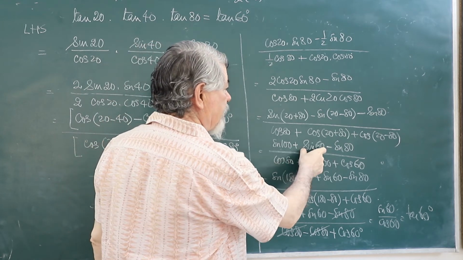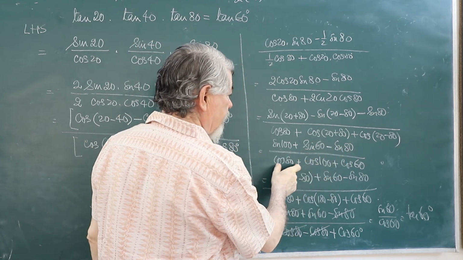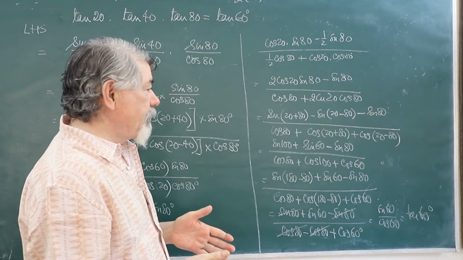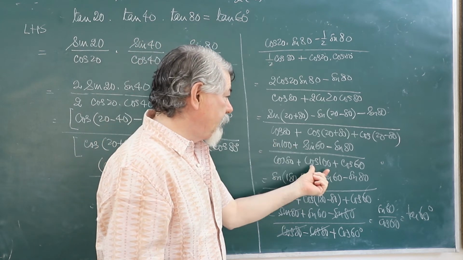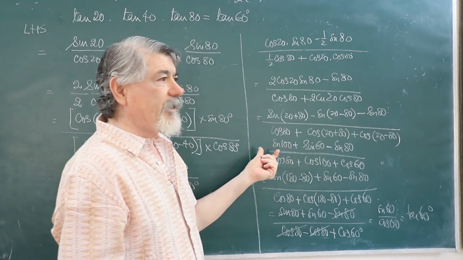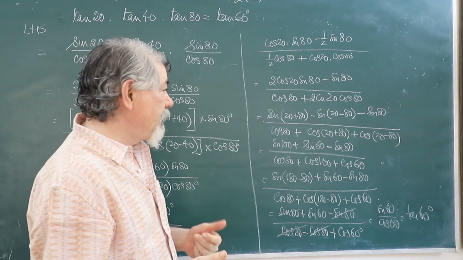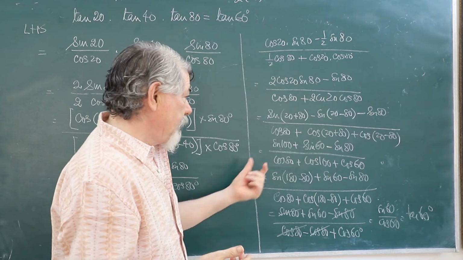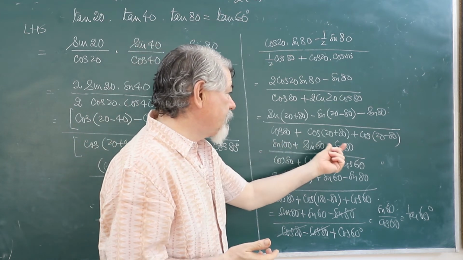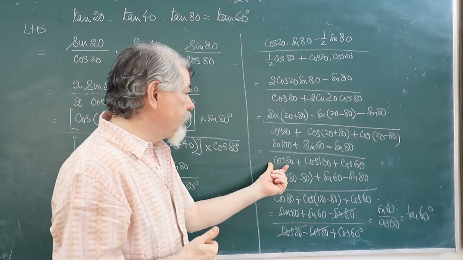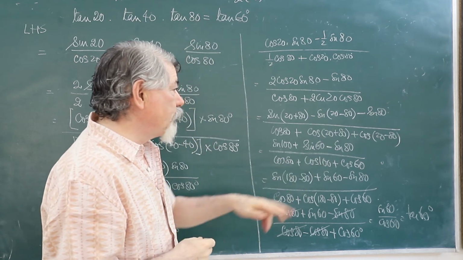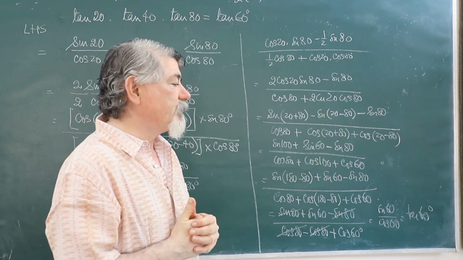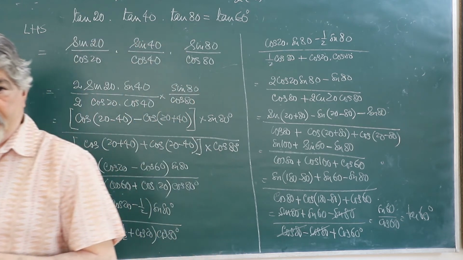Sin 100 plus sin 60 minus sin 80, cos 80, cos 100, cos 60. 100 I converted as 180 minus 80, here also, here also. Sin(180 − 80) will be sin 80 and cos(180 − 80) will be minus cos 80. So sin 80 minus sin 80 will cancel, cos 80 minus cos 80 will cancel. You will be left with sin 60 upon cos 60, and sin 60 upon cos 60 is tan 60.